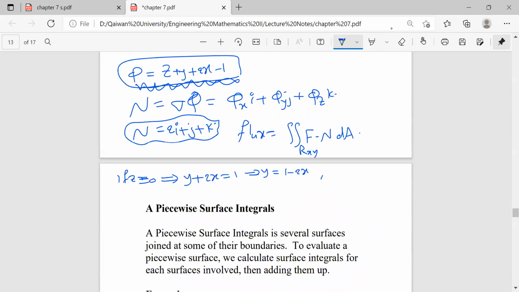And if y is 0, then x equals a half. That means x is from 0 to a half. So y belongs to 0 to 1 minus 2x, and x belongs to 0 to a half.